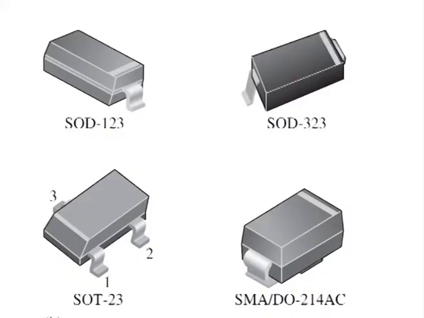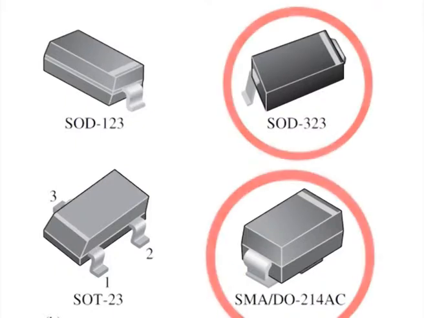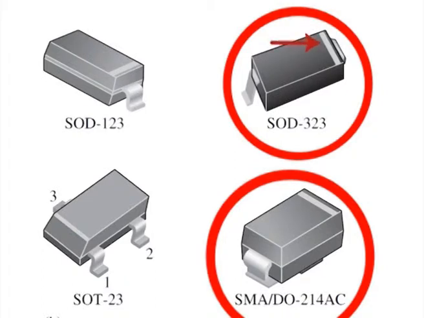Surface mount diode. Packages shown here are typical diode packages for surface mounting on a printed circuit board. The SOD and SOT packages have gull wing shaped leads. The SMA package has L-shaped leads that bend under the package. The SOD and SMA types have a band on one end to indicate the cathode.